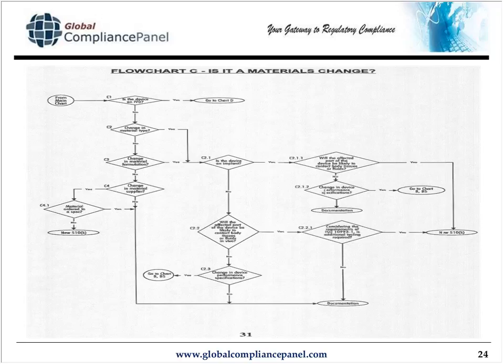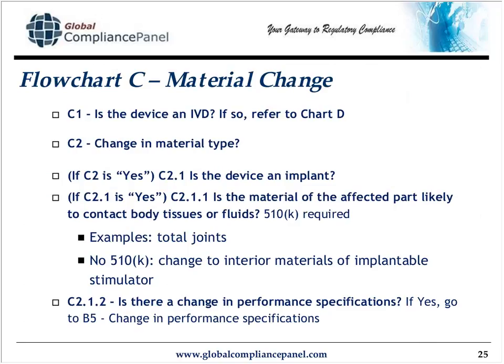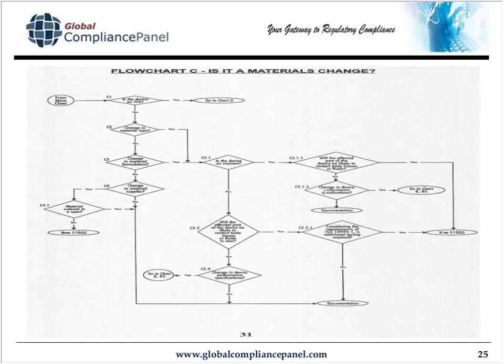So the next question is, is there a change in material type? And whether there's a change in material type, C2, or a change in material formulation, C3, if I'm changing one of those, I'm going to see 2.1 on the right. And the question I'm asking myself is, is the device an implant? Okay, so as you can see here, we're progressing throughout here, and if the device is an implant, I'm further asking myself another question, which is, will the affected part of the device be contacting body tissues or fluids?